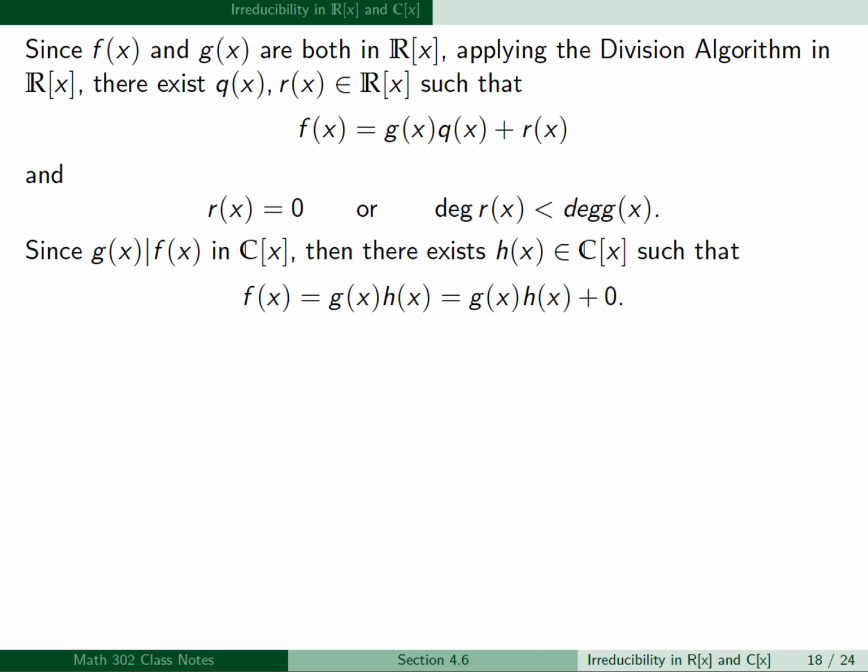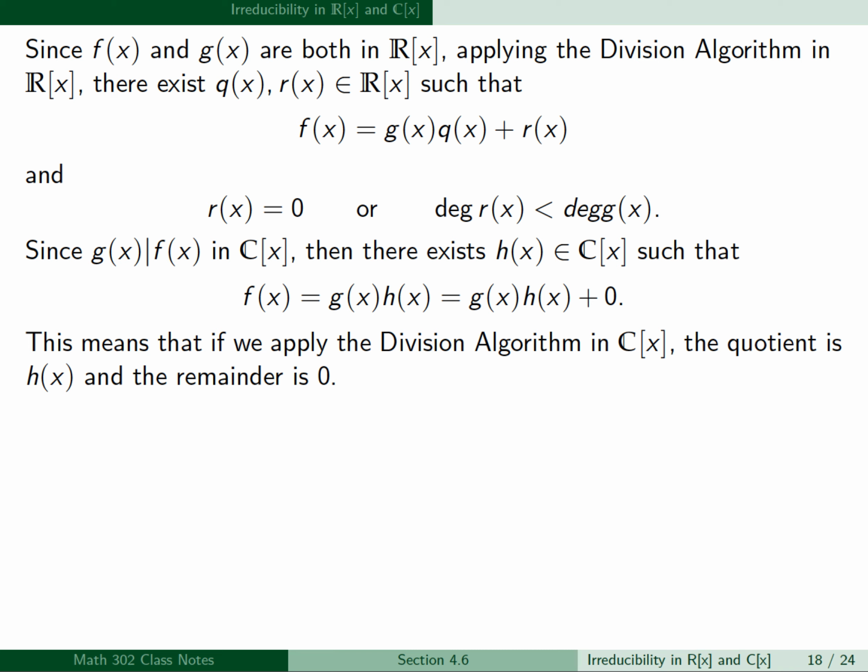Now, since g(x) divides f(x) in C[x], there exists a polynomial h(x) in C[x] such that f(x) = g(x)h(x), which we can write as g(x)h(x) + 0. This means that if we apply the division algorithm in C[x], the quotient is h(x) and the remainder is 0.